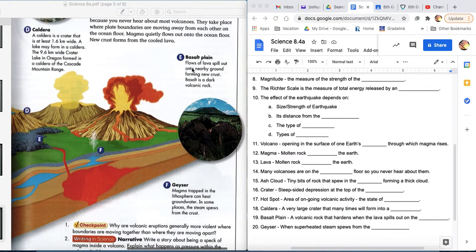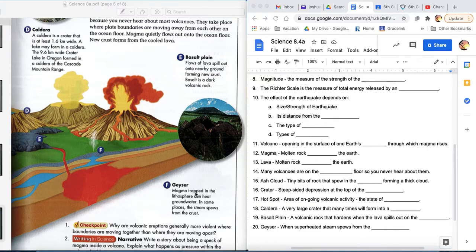And a couple more. E, flows of lava spill out onto the nearby ground, forming new crust. Basalt is a volcanic rock. So spills out onto the ground. Basalt is one type of rock. We'll talk about that coming up in the next chapter. Different types of rocks and minerals out there and where they come from. Volcanic is one of those.